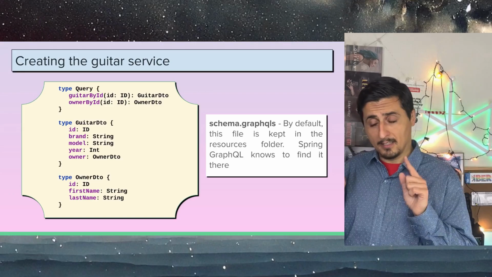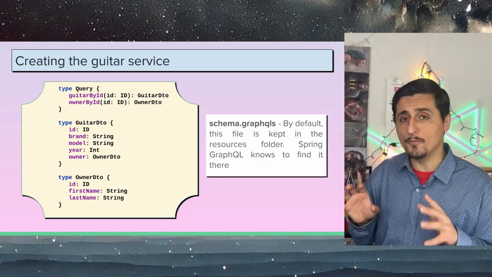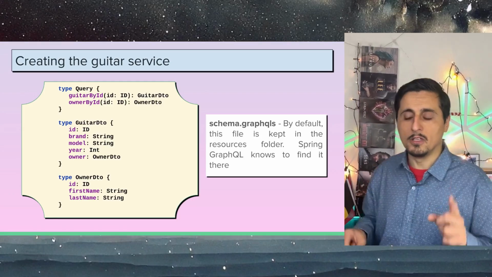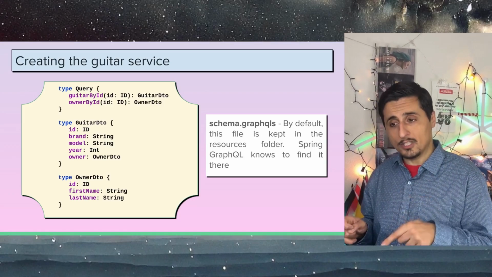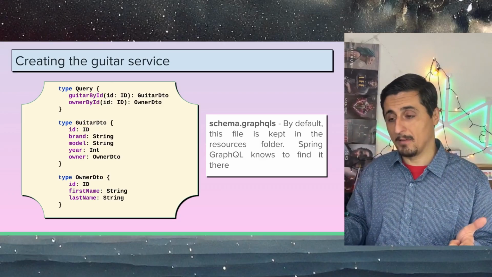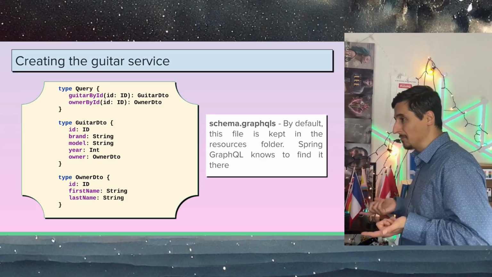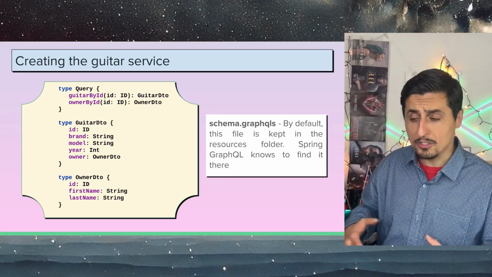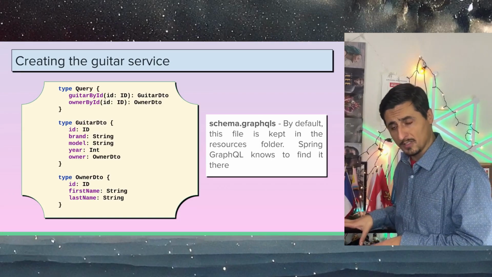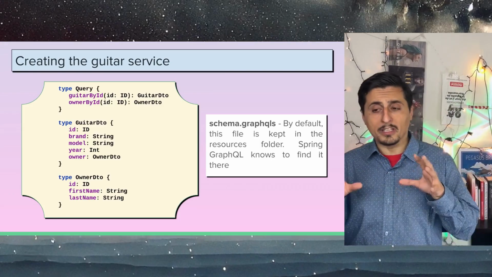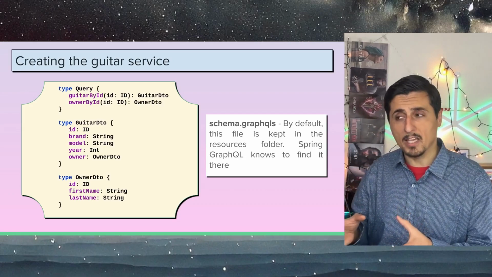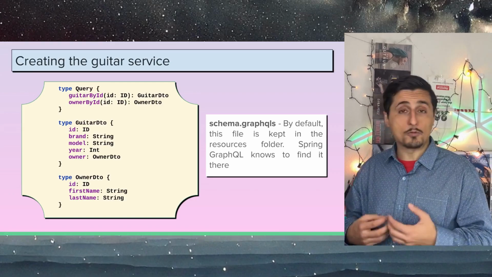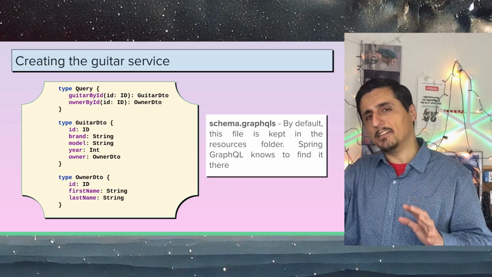Important to note is that guitar DTO has an owner field of type owner DTO. This is akin to one-to-one relations in the database. But here we don't have a relational database model. Here we are using GraphQL, which allows us to abstract from those kinds of relations. And therefore, we can define our model directly this way, in a similar way that we would do with JPA repositories, with Spring Data. But here it is a bit different.